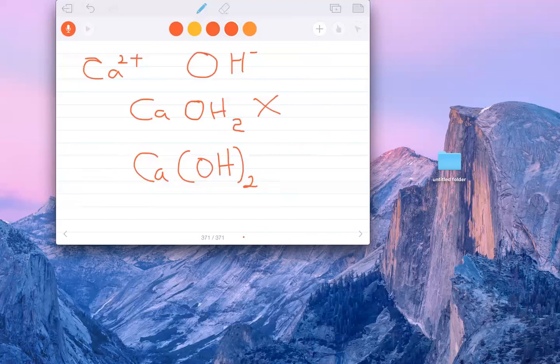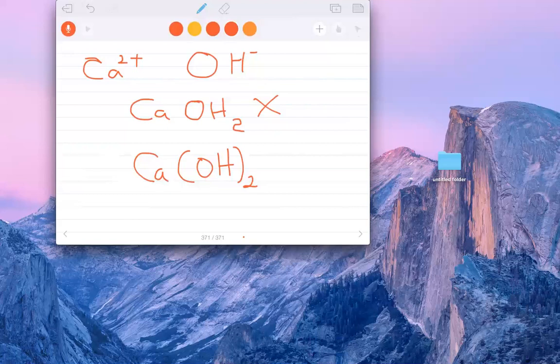So basically, ternary ionic compounds consist of what? Consist of the metal cation, positively charged, and the polyatomic ion, which is basically a collection or group of atoms with an overall charge. Like I said, I'll make the polyatomic ion table available online for you to use.